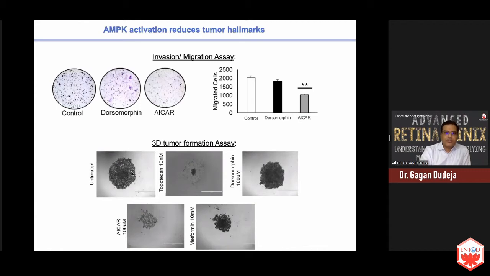So here, if you see, this is a 3D tumor which I showed you earlier. Now we are treating this 3D tumor with ICAR. Once we treated the tumor with ICAR, you can see the disruption of the tumor and significant reduction in size. Same thing with metformin. Metformin is an indirect activator, whereas ICAR is a direct activator. With topotecan, you can see a nuclear bomb. It has really killed all the cells. Topotecan, if you know, is a topoisomerase 2 inhibitor. And dorsomorphin, again, is an inhibitor, so the tumor has become more dense and has increased in size.